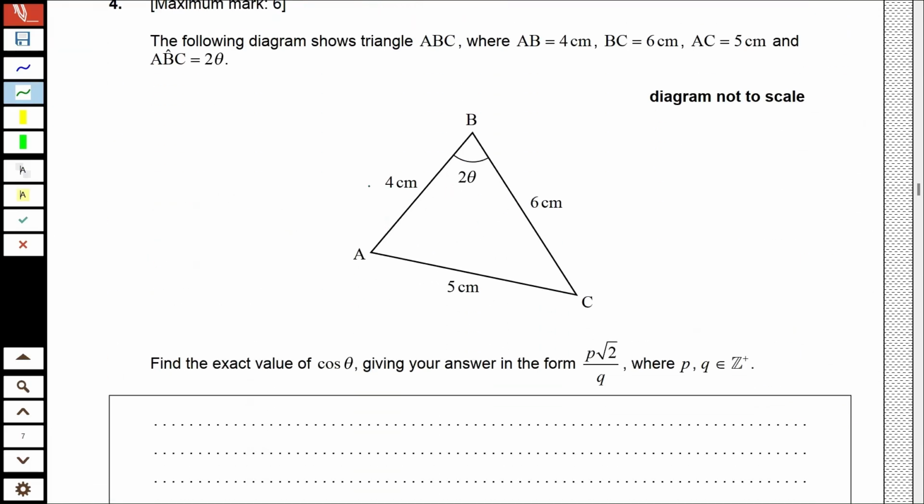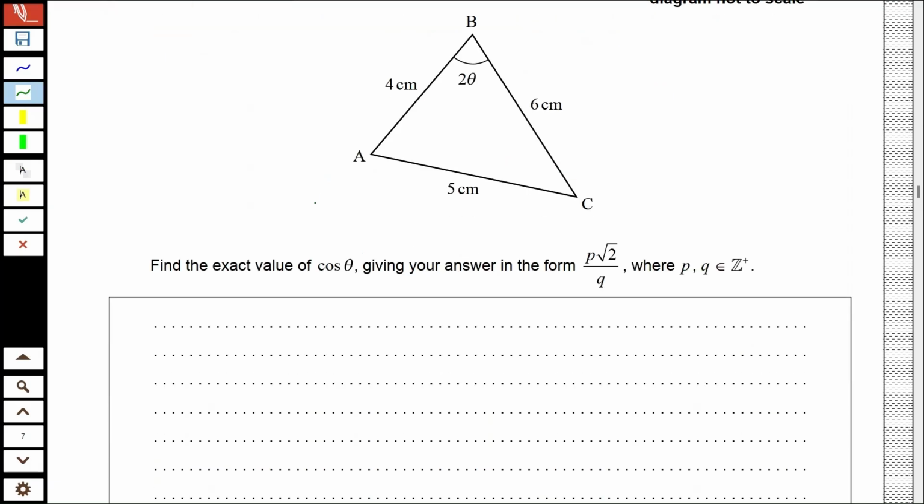At question 4, the following diagram shows triangle ABC where AB is 4, BC is 6, AC is 5 centimeters, and angle ABC is 2 times theta. Find the exact value of cos theta, giving your answer in the form like this. So I'm going to use the cosine formula.